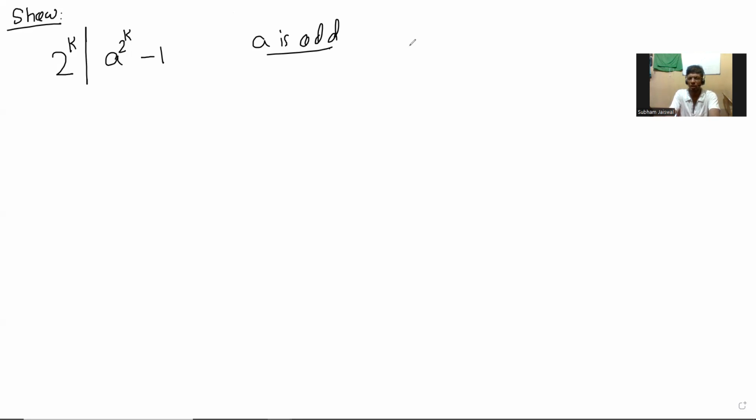So what can you do when you see an expression like this? 2 to the power k minus 1... You mean a to the 2 to the k minus 1, right? Yeah. So you do something like this. Is this what you're saying, Nagesh? Yes, right. So this is the idea we can use. This is a good idea.